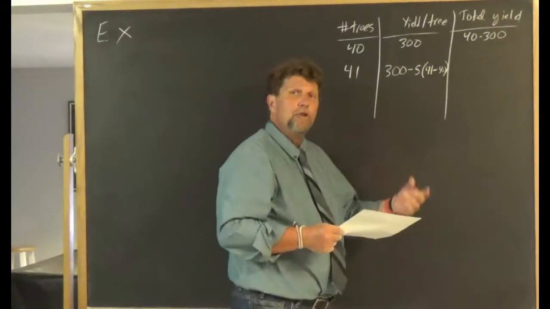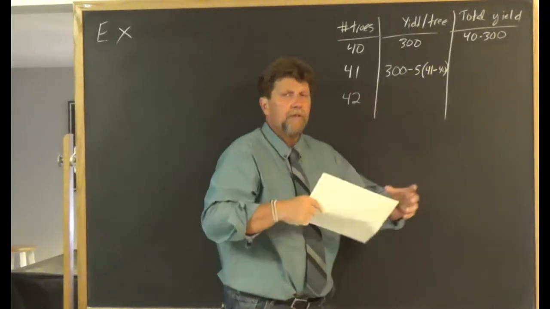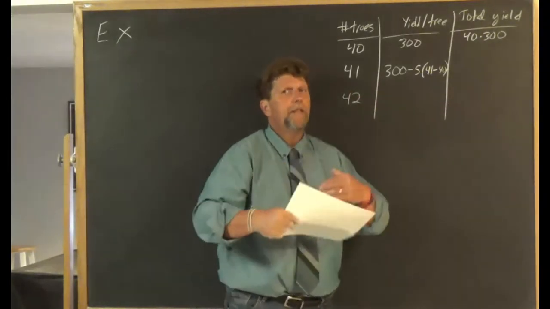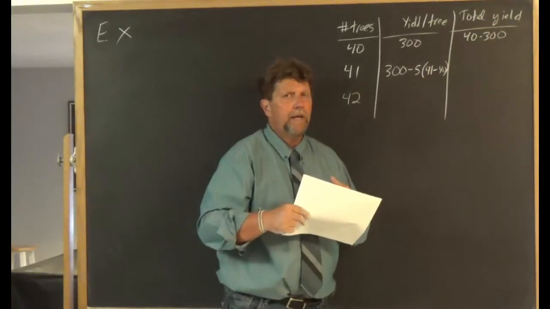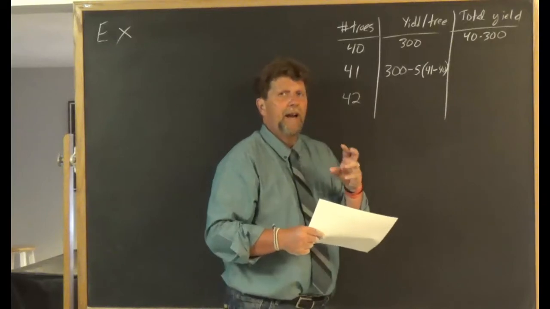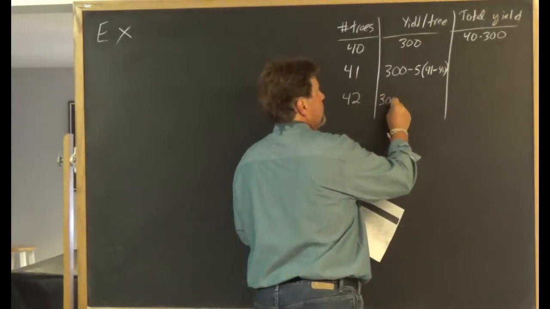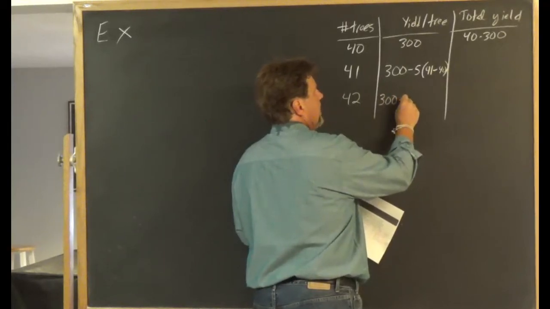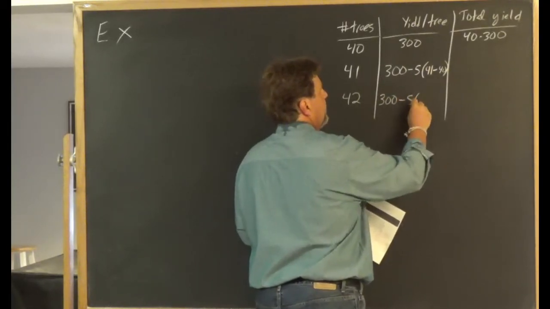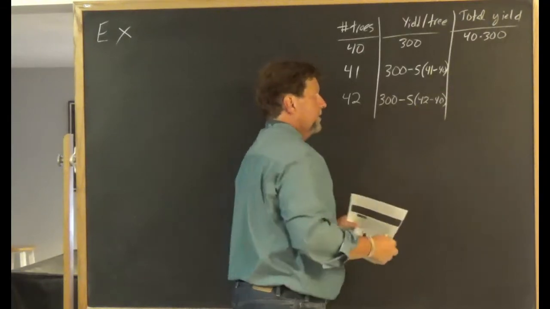If we had 42 trees per acre, well, we'd lose another 5 apples per tree. So this should be 290. You should have 290. So let me write that down. This is 300 minus 5 times 42 minus 40.